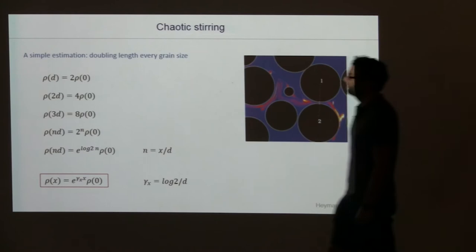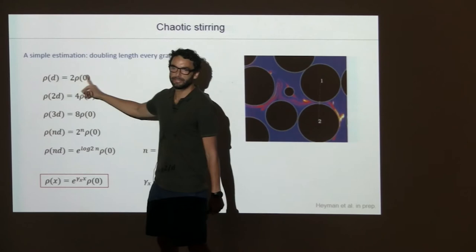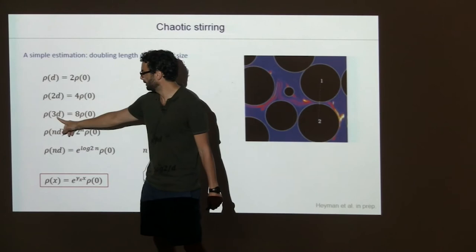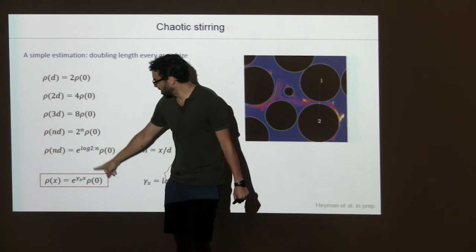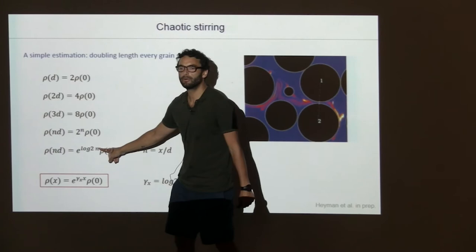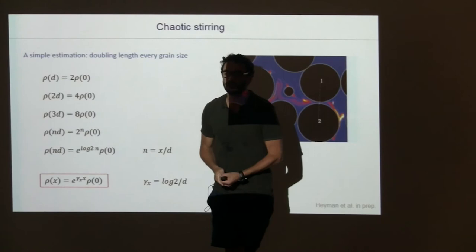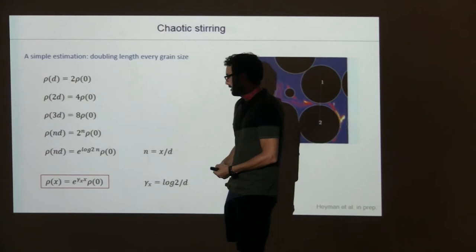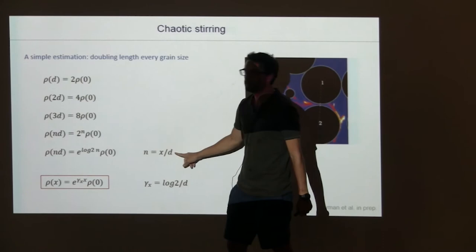And so when we do that, we can imagine that after one grain diameter, the size of a filament is doubled. After two diameters, it is multiplied by 4. After 3 diameters, it is multiplied by 8, and so on. So it's 2 to the power of n, and this is exponential of log 2 times n. So you can see that after n pores, the length increases exponentially. And this is why chaotic mixing is very different from the shear flow that I showed here. It's stretching much more. And then if we say that this number of pores is just the distance where we are divided by the size of the grain, then we have a function.